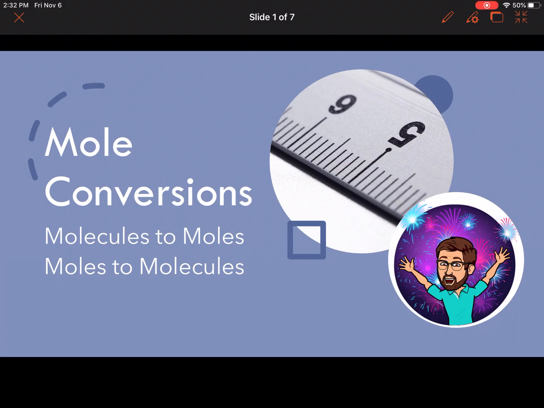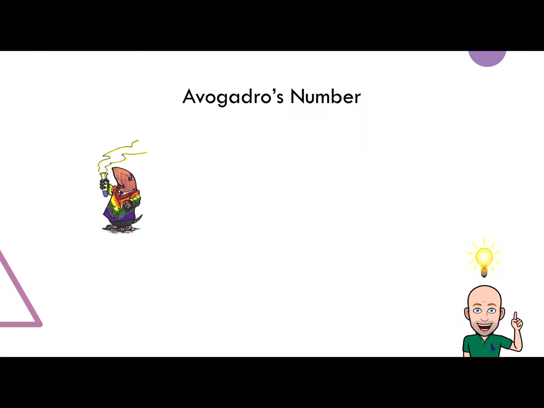Hey chemists, here we go with mole conversions. This time we're going to go from molecules to moles and from moles back to molecules. Super exciting stuff here. We are going to use your favorite of all numbers, Avogadro's number.